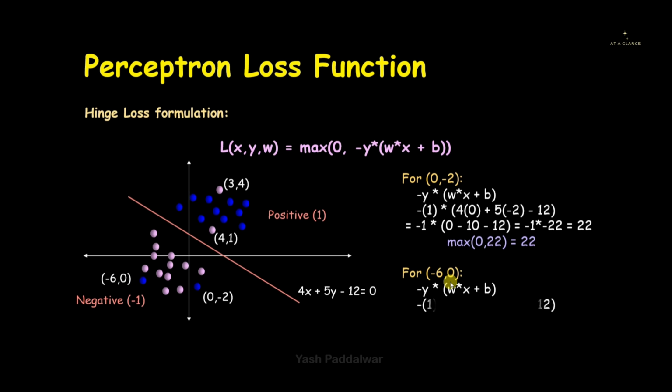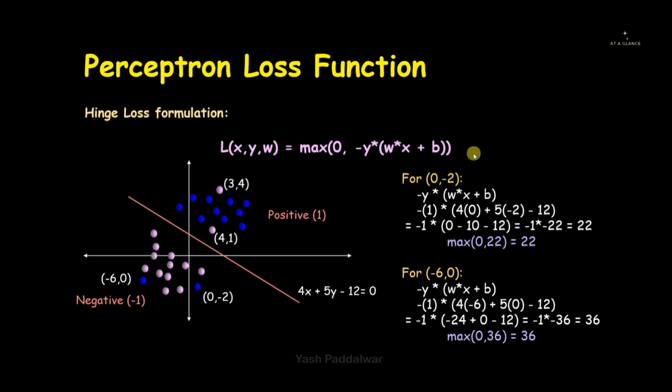Similarly, if we look at the next point, which is -6, 0, and calculate the loss, it is 36. You can see we are getting different losses for different data points. Also, the data point which is closer to the classifier has less loss than the data point which is at a higher distance from the classifier. So I hope it is clear how we can calculate the hinge loss for all the misclassified data points, and all the values will be different for all the misclassified data points.